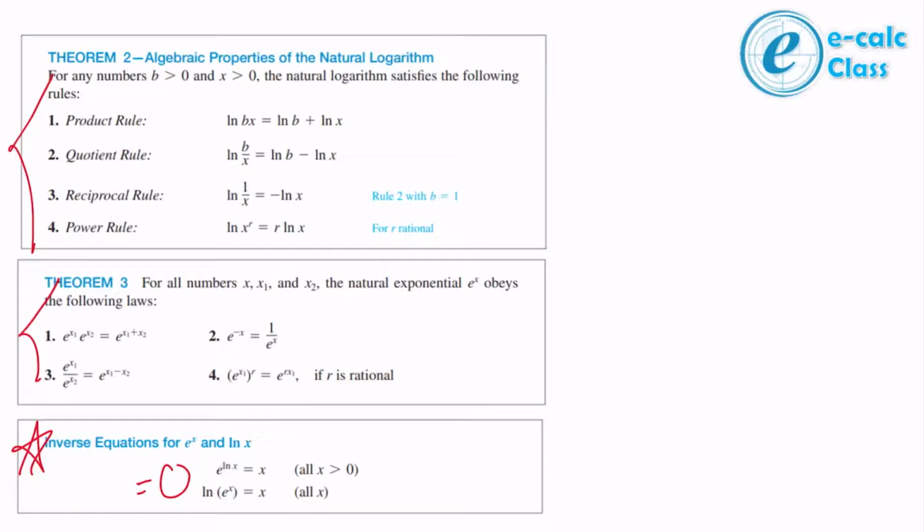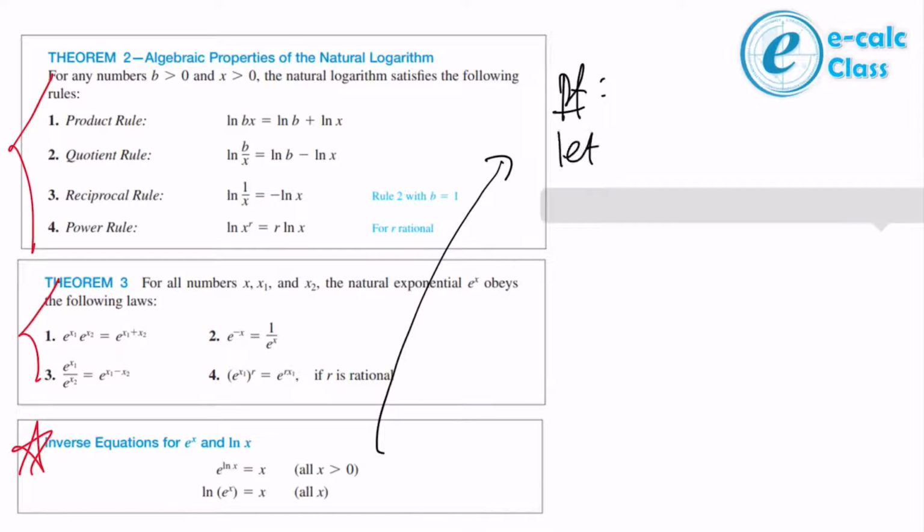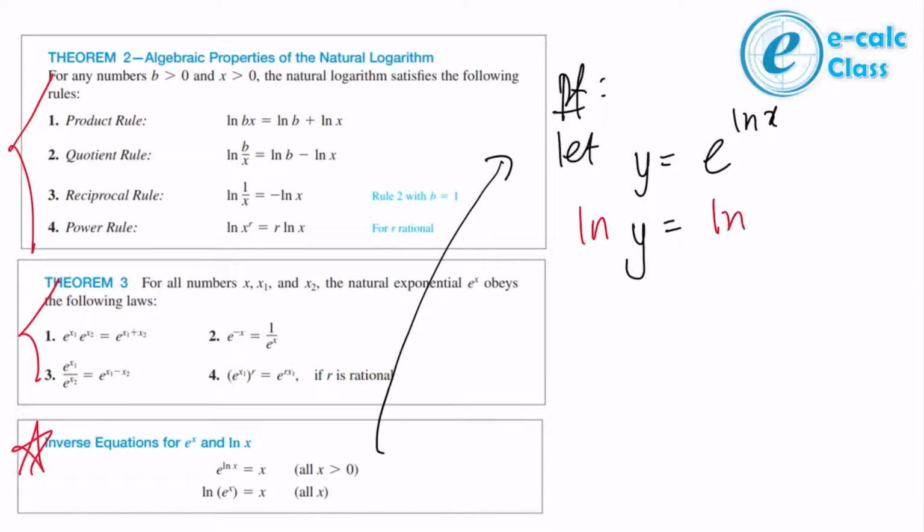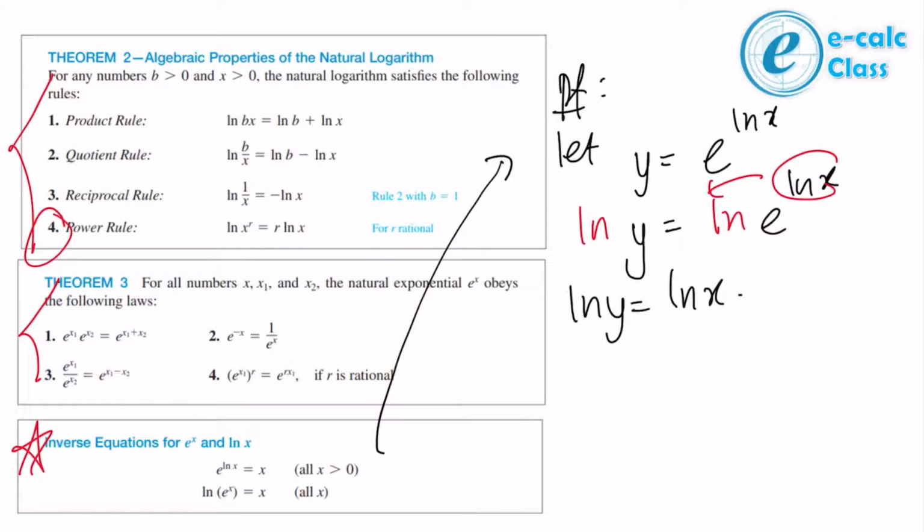And wait, let me just prove it here so that you can remember better. Okay, let me write the proof for you. I will just let this e to the ln x be y, so that I can manipulate both sides. Now I take natural log, ln, of both sides, ln of e to the ln x. And now what? Now I can make use of the power rule here, bring down the power. Okay, so ln y equals ln x times ln e.